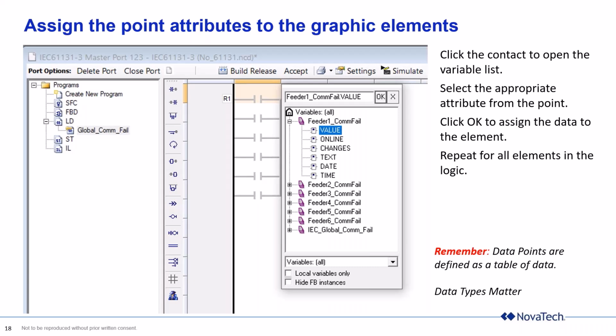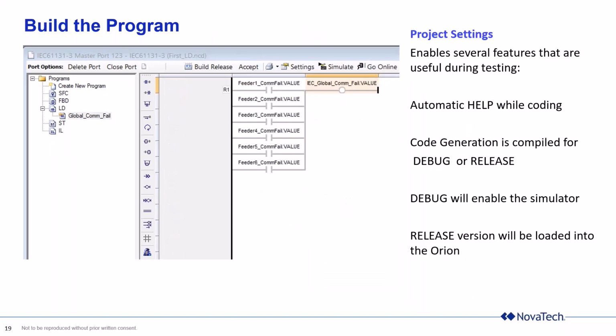Kind of like this. So double click on the contact, it pops up a window with all the available variables, and then you can expand the variable, and it will show you all the attributes of that point. For example, a contact takes a boolean. So you can use the online offline status, or you can use a value, but you cannot use a string, text, date, or time. This is basically a simple program where, if any of the count fail points are on, it turns the global count fail point to high.